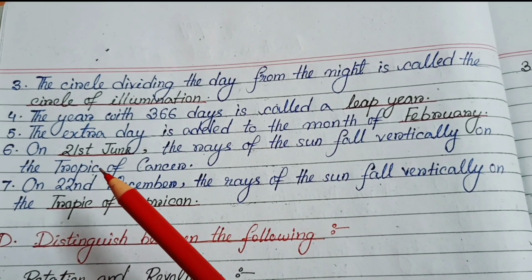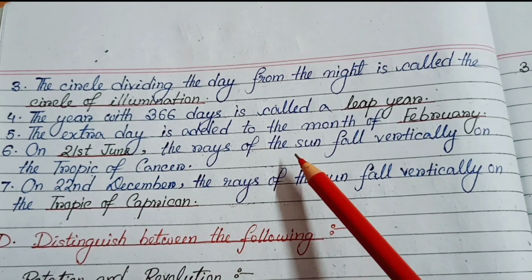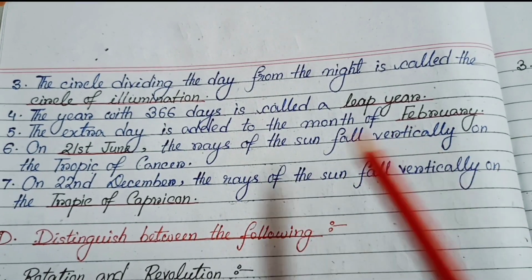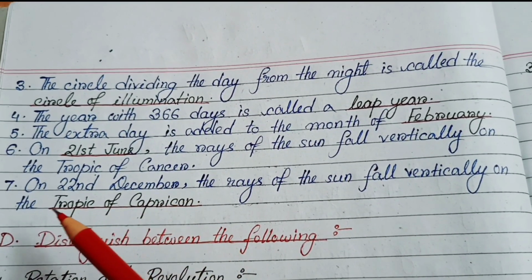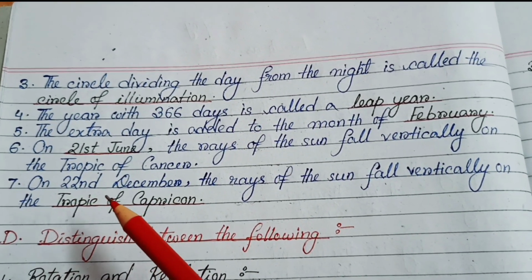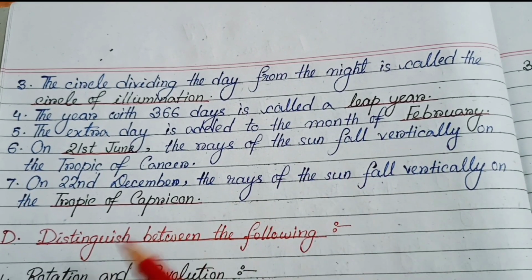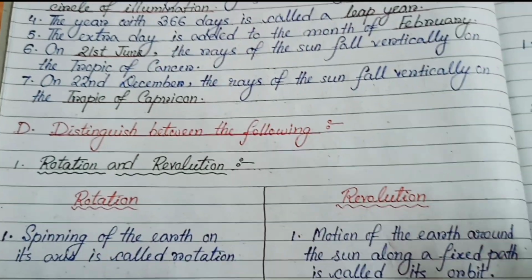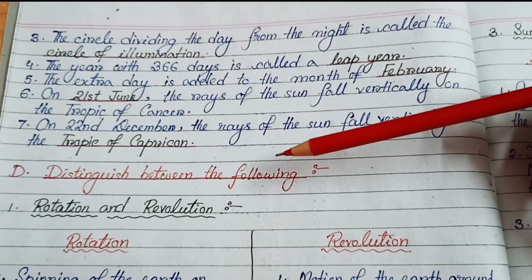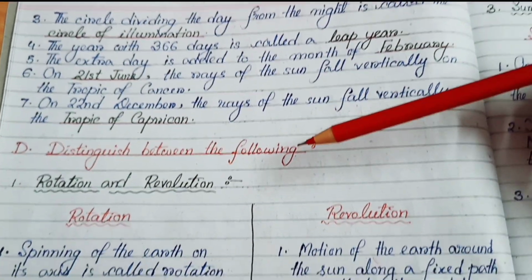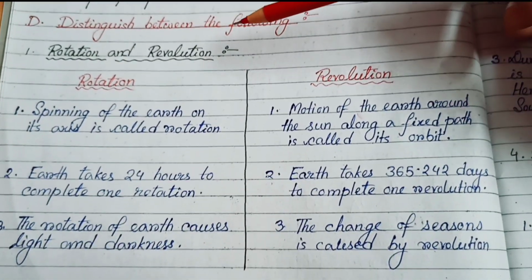Number 6. On 21st June, the rays of the sun fall vertically on the Tropic of Cancer. Number 7. On 22nd December, the rays of the sun fall vertically on the Tropic of Capricorn. Number D. Distinguish between the following: rotation and revolution.